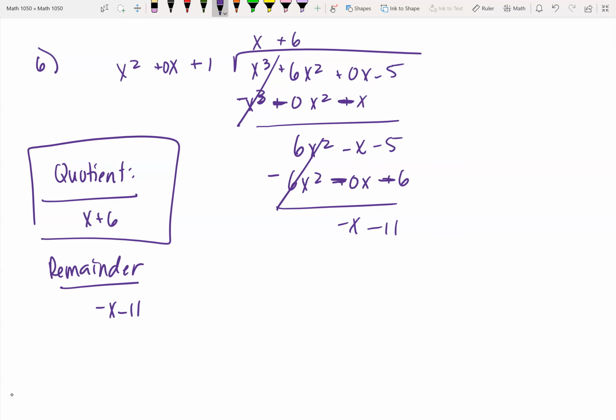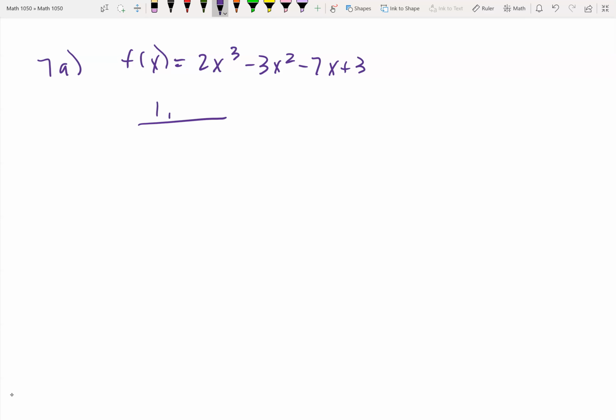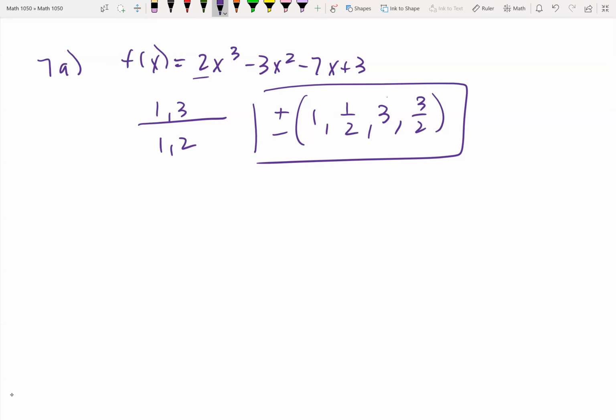Okay, question number 7, 7a. Okay, so your constant's a 3. What goes into 3? 1 and 3. Your leading coefficient is a 2. What goes into 2? 1 and 2. So 1 over 1 is a 1. 1 over 2 is 1/2. 3 over 1 is a 3. 3 over 2 is 3 over 2. You have to put parentheses around it, and there's a plus or minus in front of it.